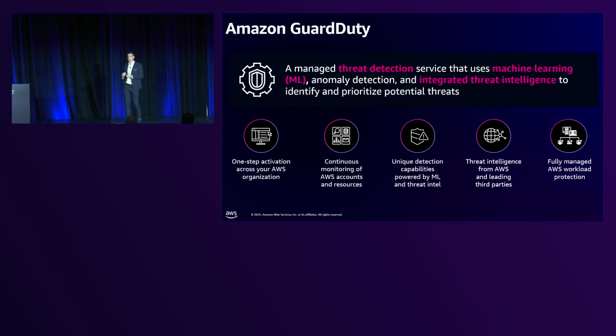And part of the fact that enables us to stay on track on what is emerging and new and novel is very extensive threat intelligence that we have, both threat intelligence that is produced by AWS, as well as threat intelligence that we get from third-party partners.